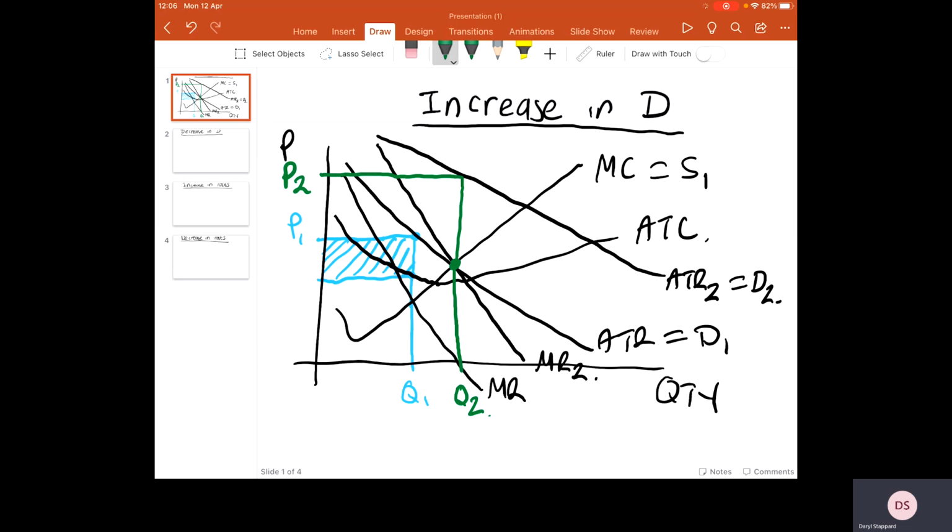Now on the diagram, we can then work out the area of supernormal profit. So we know at Q2, that's the ATR. And if we go vertically down, we will find the ATC curve. And look what happens now. The full green area and that blue area is showing the impact on supernormal profit of ATR moving outwards.